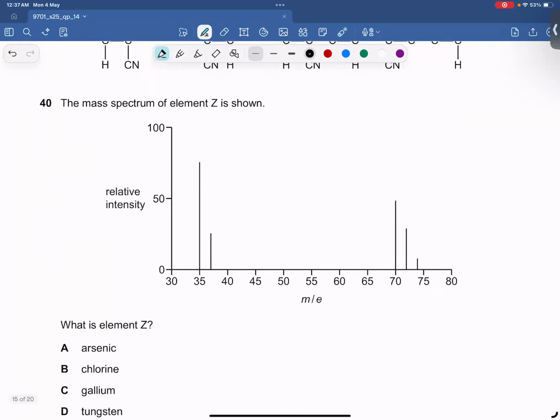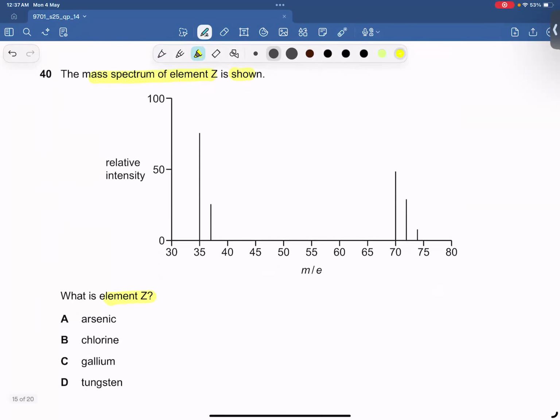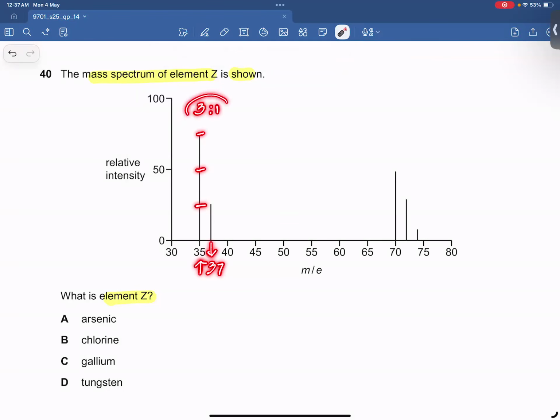Question 40. The mass spectrum of element Z is shown. What is element Z? First thing, note that this is 35 and this must be 37. This is the first time, this is second, this is third. So its ratio is 3:1. That means it represents chlorine, because the ratio of 35 and 37 is always 3:1, and you can see it here.